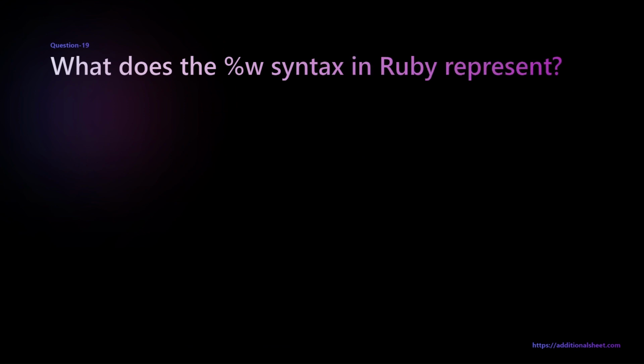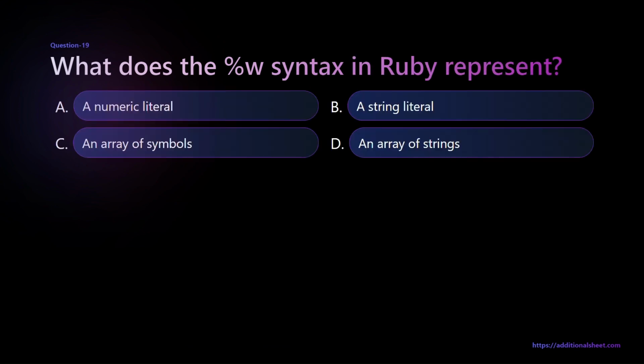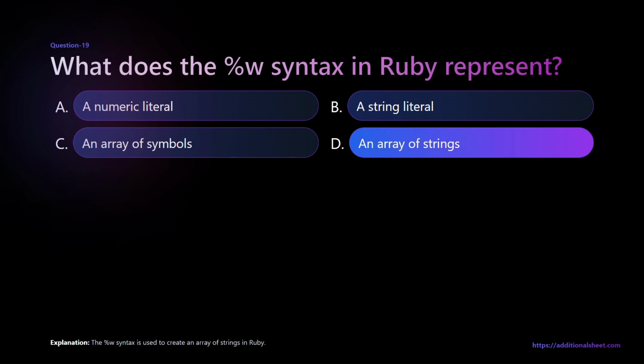What does the %w syntax in Ruby represent? Option A, a numeric literal. Option B, a string literal. Option C, an array of symbols. Option D, an array of strings. The correct answer is option D, an array of strings.